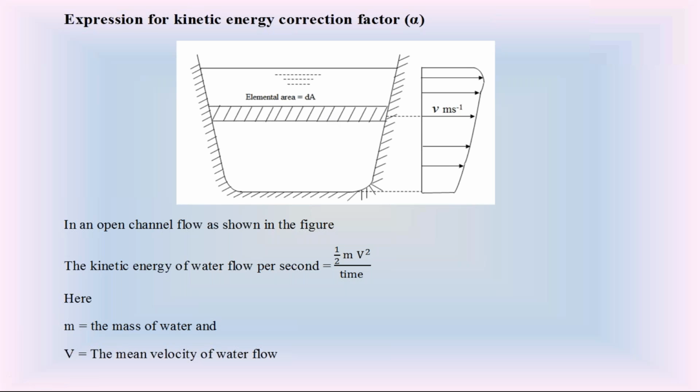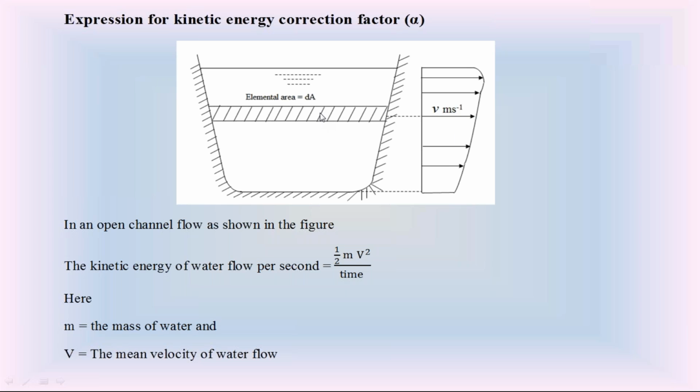To prepare the equation for the kinetic energy correction factor alpha in this water flow, we consider a thin water layer in the open channel. For this water layer, take the area as dA. It is a thin layer. In this thin layer, take the velocity of water flow as small v. Since it is a thin water layer, this velocity v is constant on this thin layer.